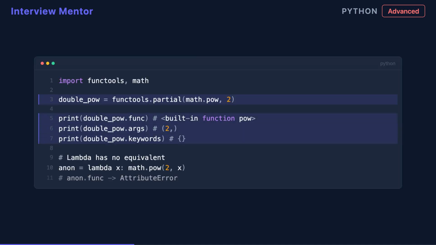Partial objects are also introspectable. You can access .func to see the wrapped function, .args for positional bindings, and .keywords for keyword bindings. With a lambda, you have a black box. No way to programmatically discover what arguments were baked in at creation.